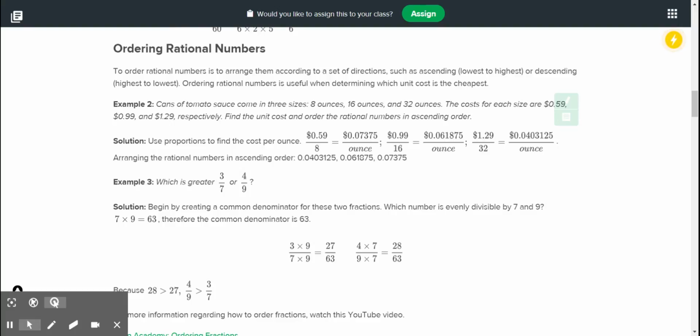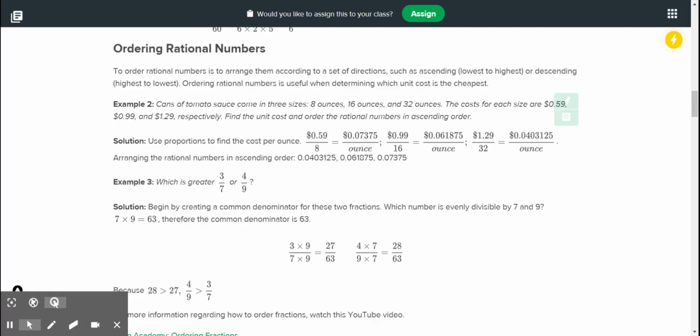Now we also talked a little bit about ordering rational numbers. So to order rational numbers is to arrange them according to a set of directions, such as ascending, remember, which is the lowest to the highest, or descending, which is the highest to the lowest. And ordering rational numbers is useful when determining which unit cost is the cheapest. So let's give an example.